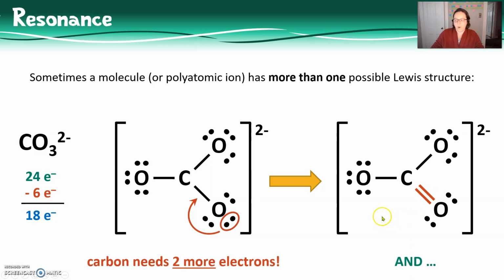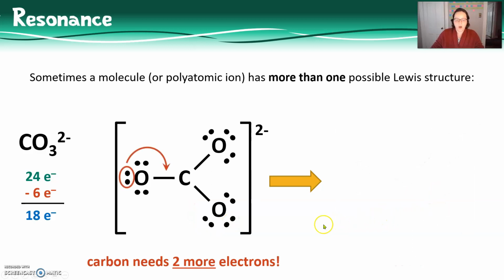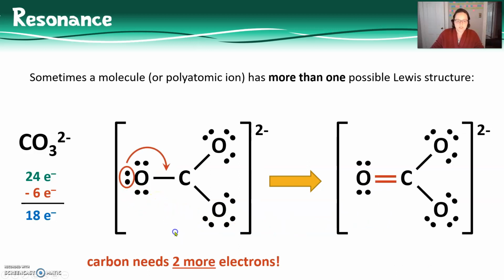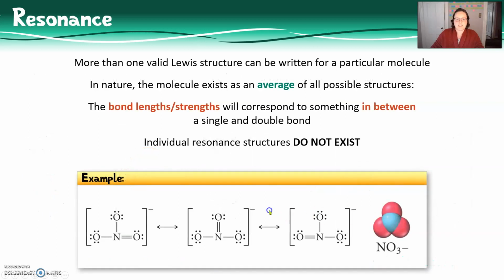And there is yet one more option, because we also could have moved the lone pair from the left oxygen to create a double bond. This new structure is also just as valid as the first and represents yet another different structure since a different oxygen atom now has the double bond. So which of these structures is the correct structure? The answer is none of them and all of them.